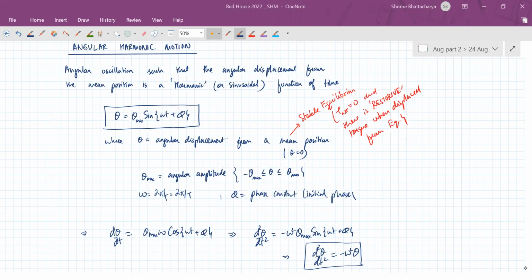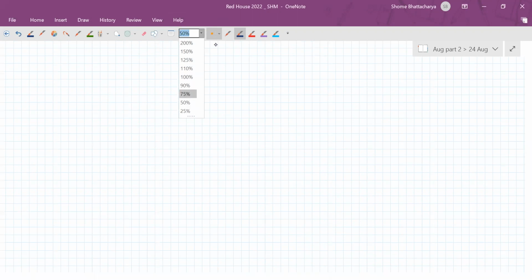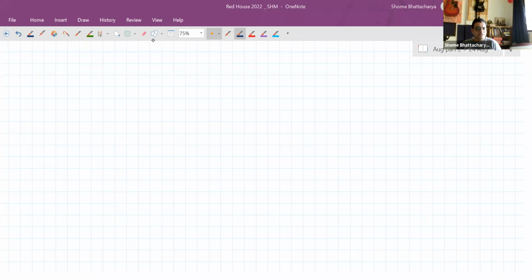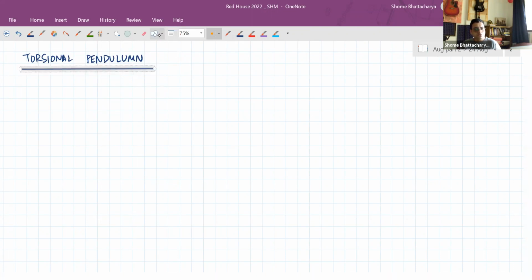Okay, so the most natural example of an angular harmonic motion is something called a torsional pendulum, which is any rigid body suspended by something called a torsional wire. Typically, a torsional wire is made by twisting very fine fibers of metal into a sort of a rope, like phosphor bronze kind of.